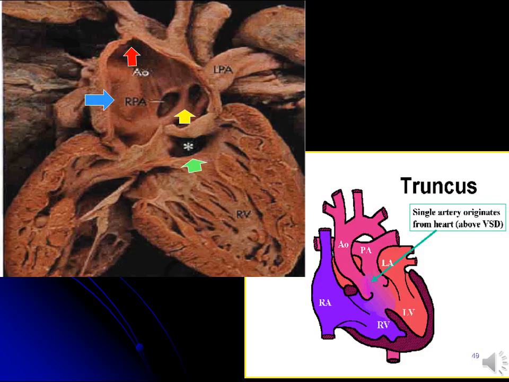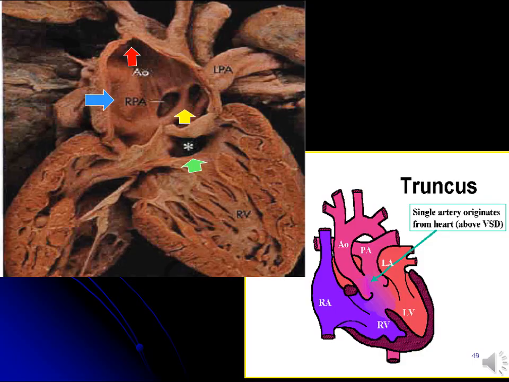The gross picture shows an opened right ventricle with a dilated truncus arteriosus seen in the blue arrow. The aorta, the red arrow, and the pulmonary artery, the yellow arrows, are seen, and they share one common outlet. A ventricular septal defect is noted and seen in the green arrow.